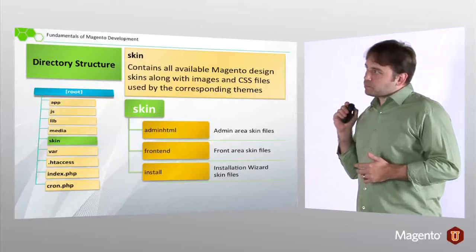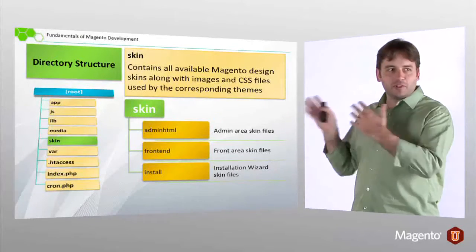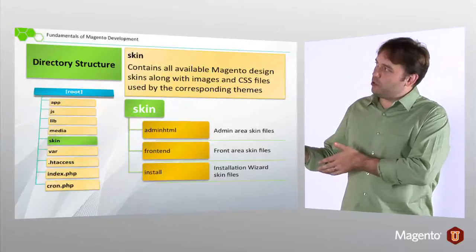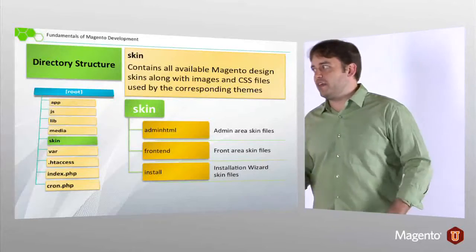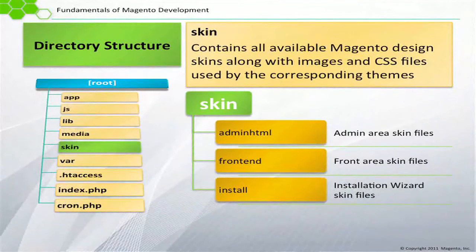But just be aware that for your admin-related images, CSS, JS, you can put it under admin HTML, and for anything on the front end, in the front end. And then, of course, the install explains itself. If you wanted to custom brand the install, you could do that here. That's actually what the enterprise theme does.